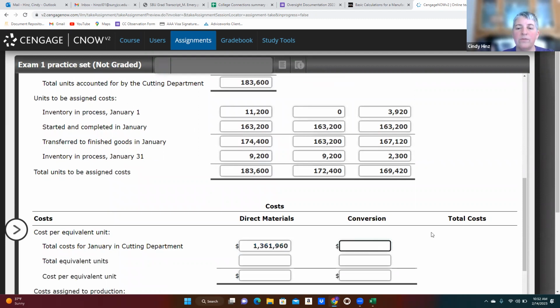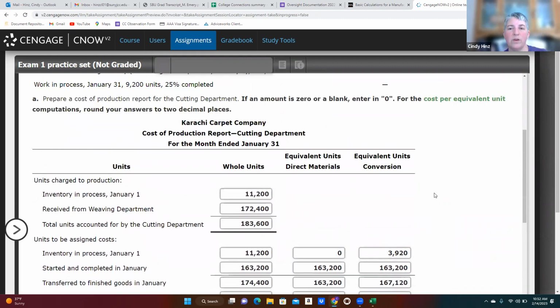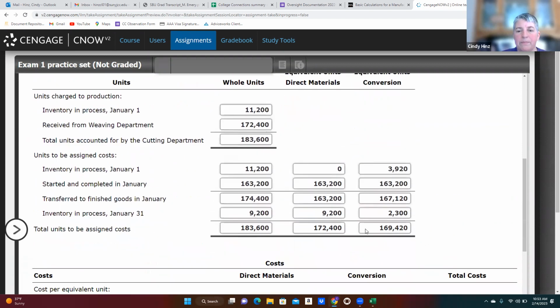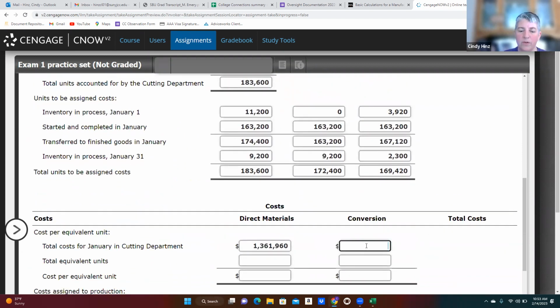And then our conversion costs. How much did we add for conversion costs during the month? Well, we have direct labor of $251,589, and we have some overhead that was applied, $307,497. And so the total for the conversion costs that were added during the month is $559,086.